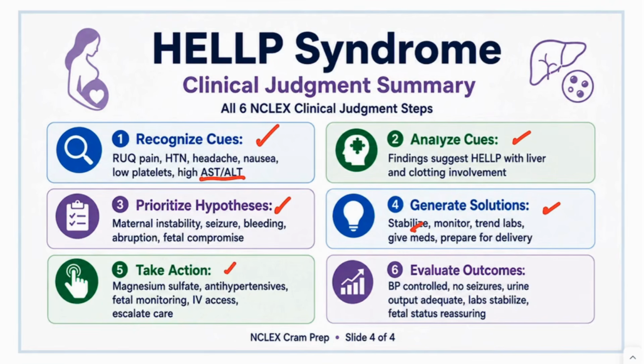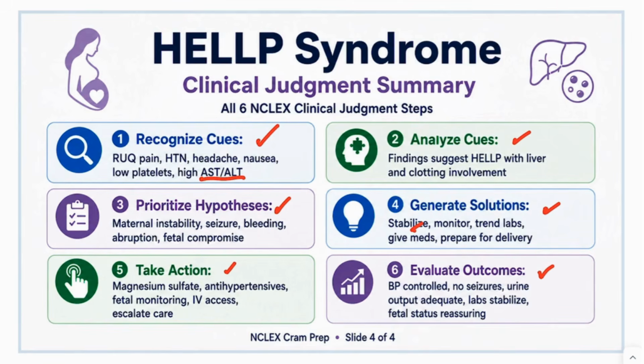Then to taking the actions or the interventions. Continue close monitoring, give ordered medication. We need to maintain an IV access because we need fluids or perhaps blood products. Institute seizure precautions because of the risk for seizure and prepare for escalation or the delivery of the baby. And then last but not least, look for stabilization of blood pressure, adequate urine output, no seizures, improving laboratory trends, and reassuring fetal status.